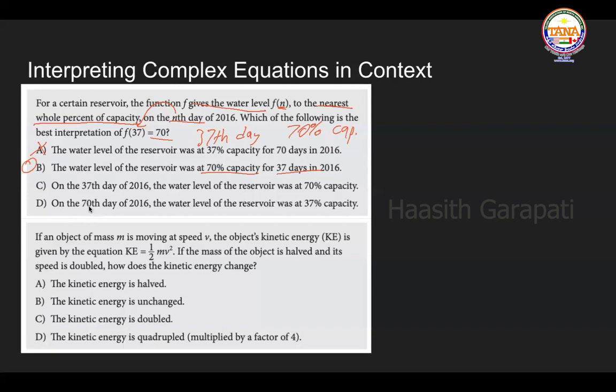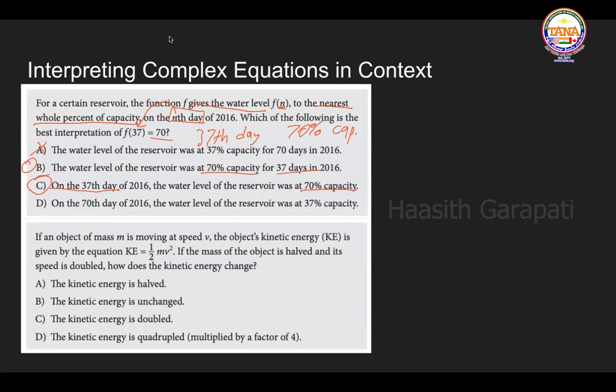C, on the 37th day. Okay, on the 37th day. This one is more correct or makes more sense because remember how it says nth day? They're not talking about total number of days, they're talking about a specific day itself, a specific date. On the 37th day, the water level of the reservoir was at 70% capacity. C best matches our answer.